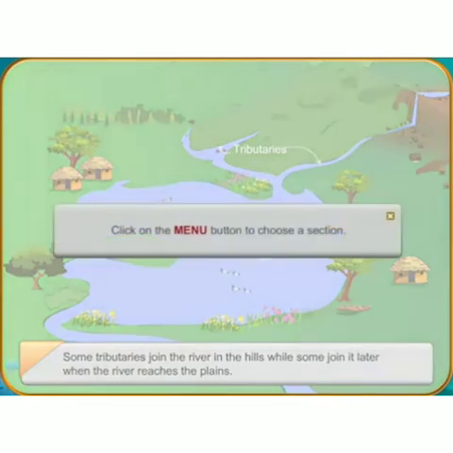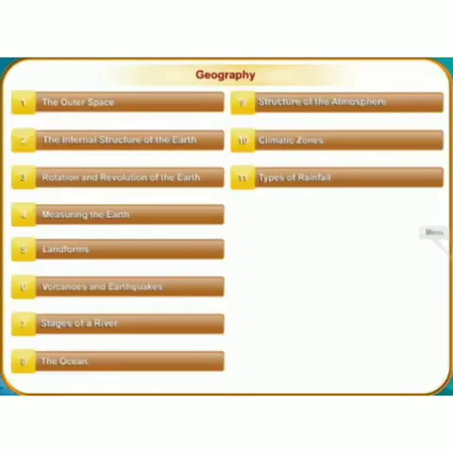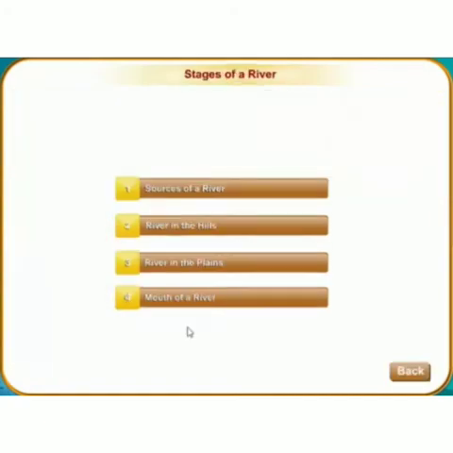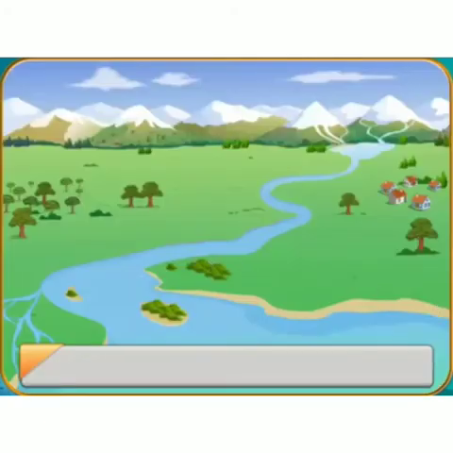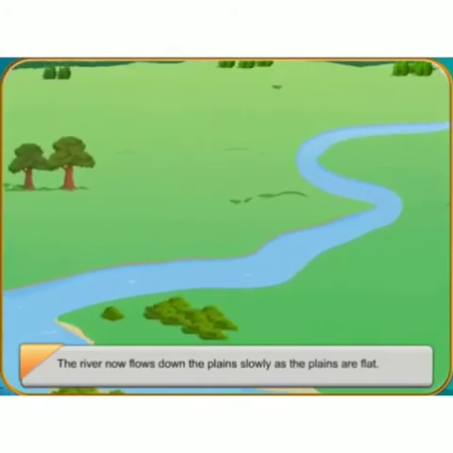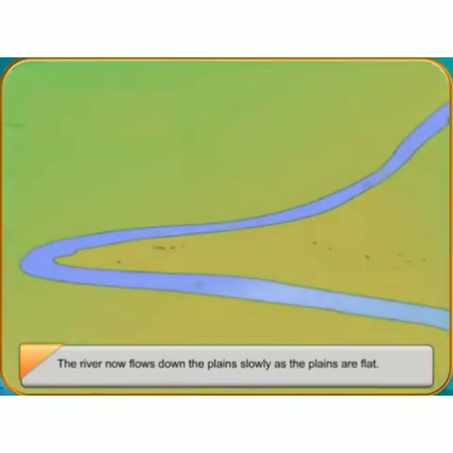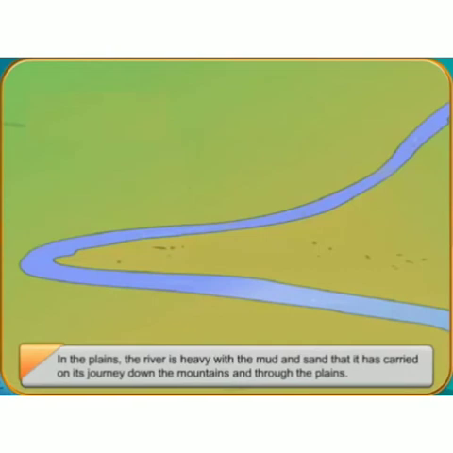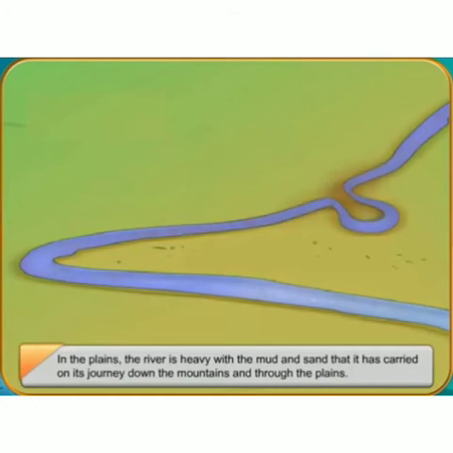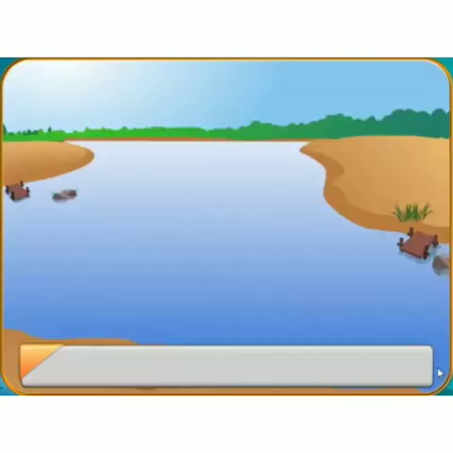Now students, let us discuss about the course of river in the plains. The river now flows down the plains slowly as the plains are flat. In the plains, the river is heavy with the mud and sand that it has carried on its journey down the mountains and through the plains. At this point, meanders are formed as a result of the erosion and deposition work of the rivers.